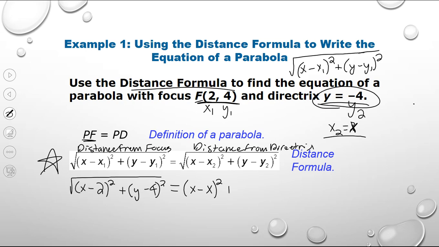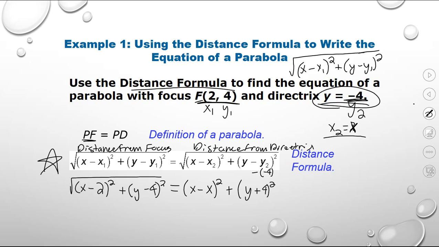Or really not plug anything in at all. y minus y2. Now y2 is a negative 4, right? So if I subtract negative 4, this is going to become plus 4. Apologize for the dot. That's kind of what we're talking about when I said earlier, if x was a negative 2, for instance. If it is negative, you're subtracting a negative, which is going to mean you have a plus sign in your equation. Don't forget the square root here.